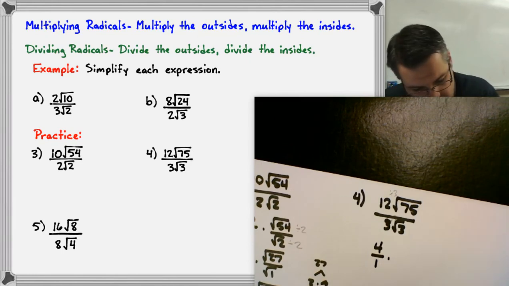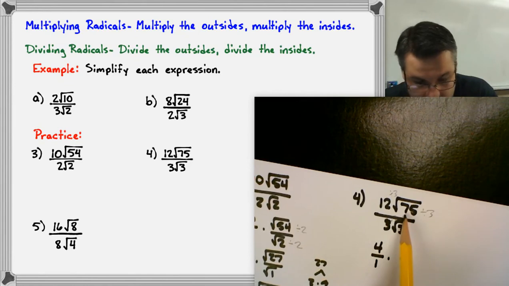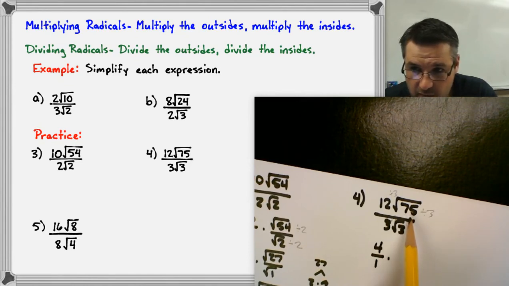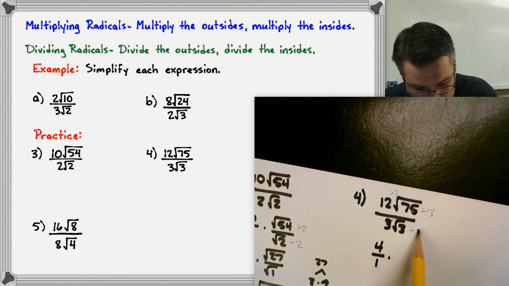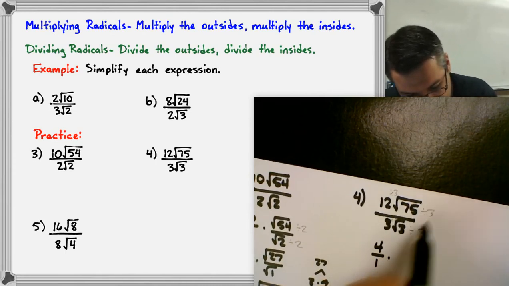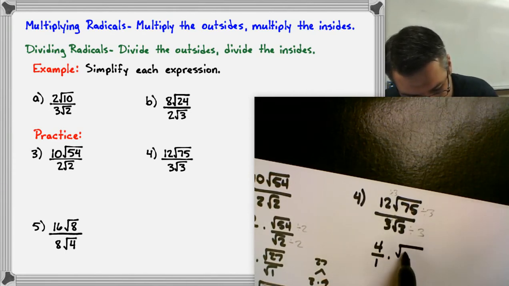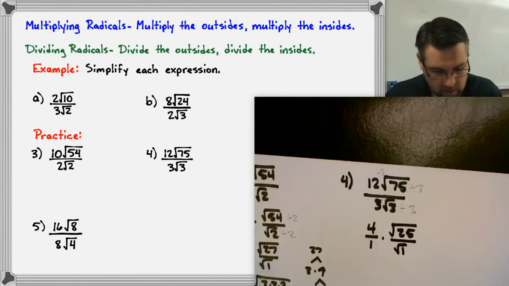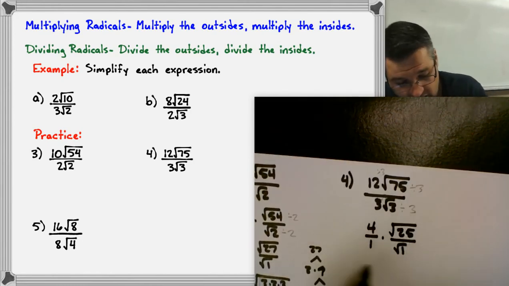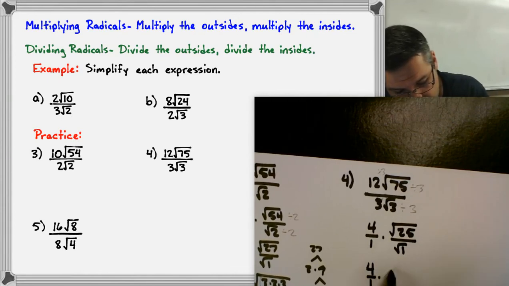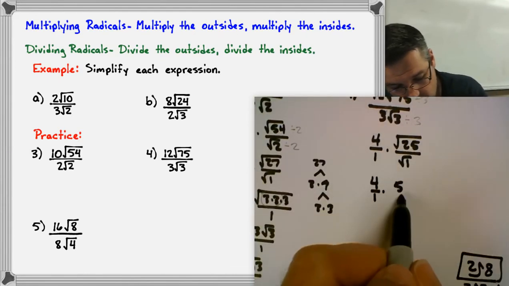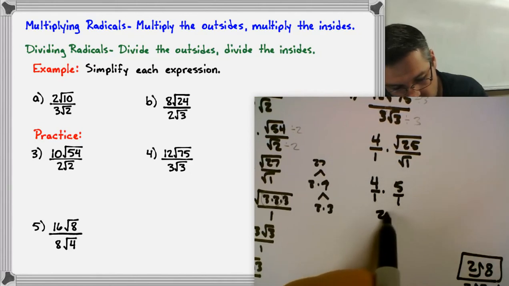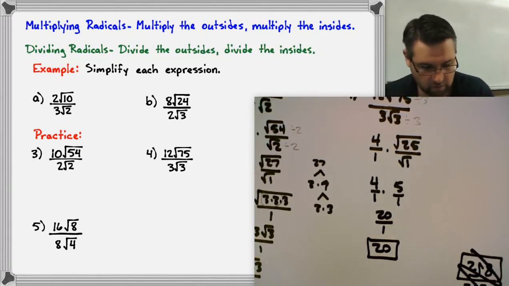And then for the 75 and the 3, I do know that 75 is divisible by 3, because if I add 7 plus 5, I get 12, and 12 is divisible by 3. And so we'd end up with 75 divided by 3. If you think quarters, that's going to be the square root of 25 there, over the square root of 1. And then we know the square root of 25 is 5. And then the square root of 1 is 1. So we end up with 20 over 1, or just 20 as a final answer.